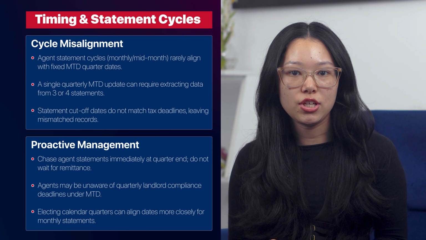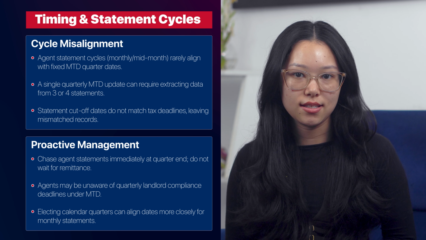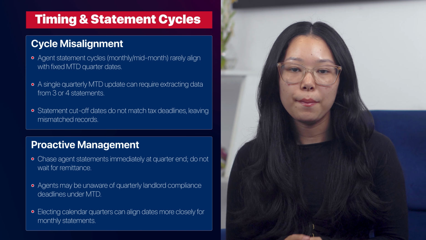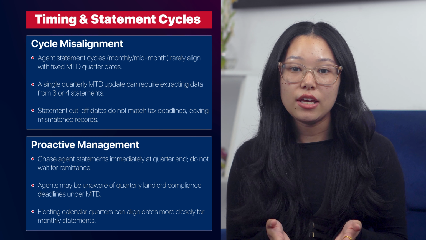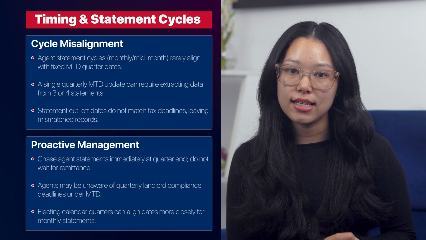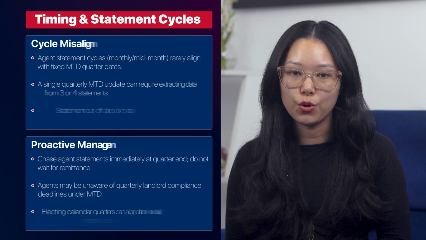The answer is to chase statements the moment each quarter ends. Don't wait for the agent to send them because many agents don't even know their landlords now have quarterly obligations. If your statements come monthly, electing calendar quarters can align the dates more closely.